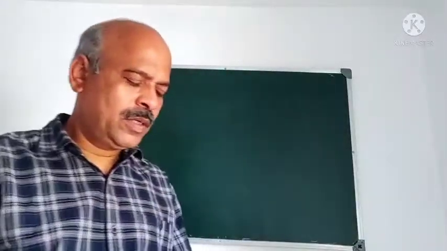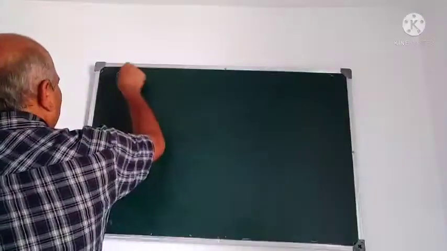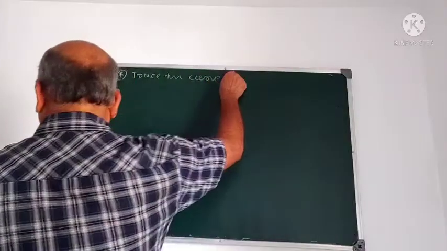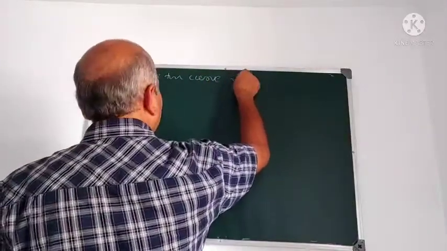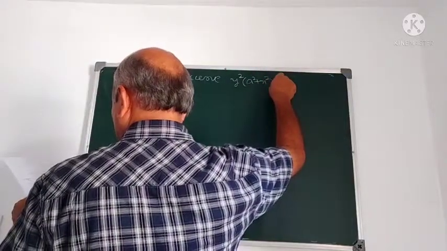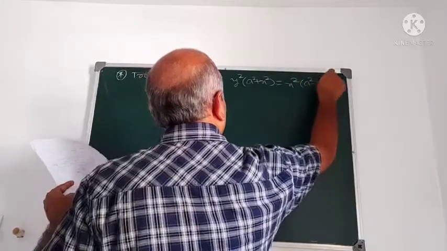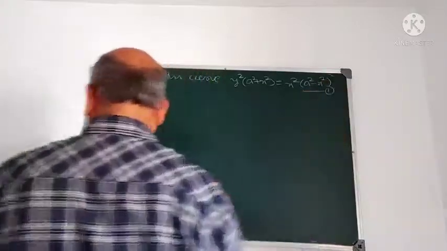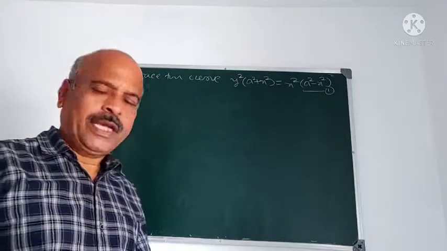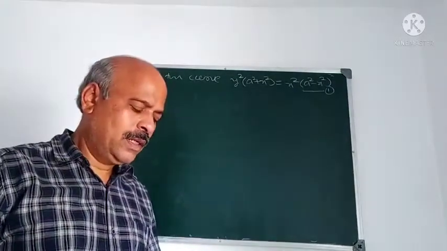See, the next problem on tracing of curves is Cartesian form. Take this example. Trace the curve y square into a square plus x square is x square into a square minus x square. Take this as 1. Say the equation is y²(a² + x²) = x²(a² − x²).